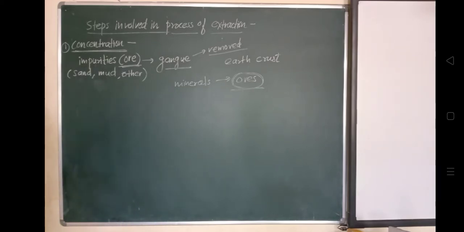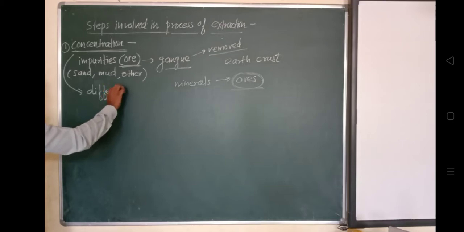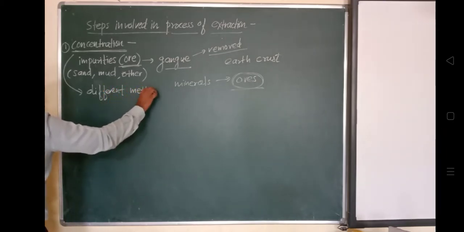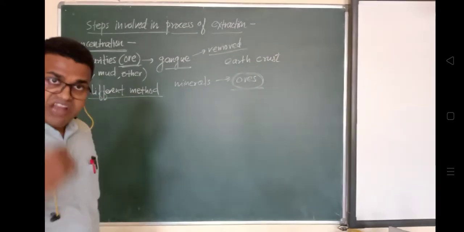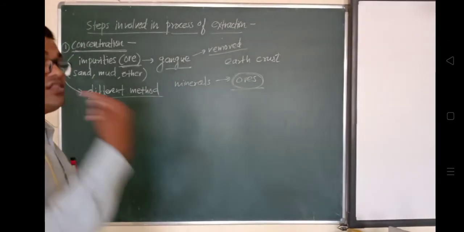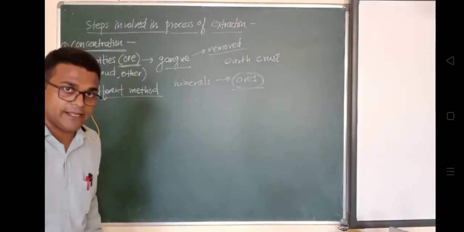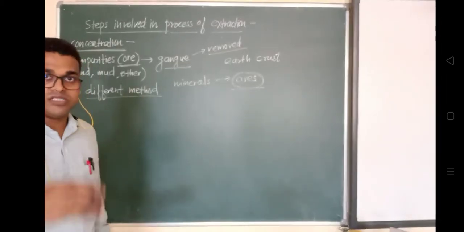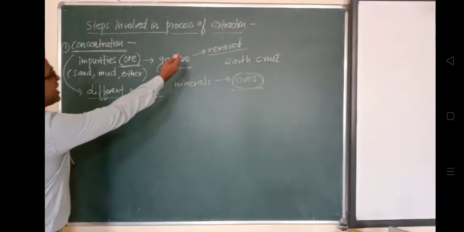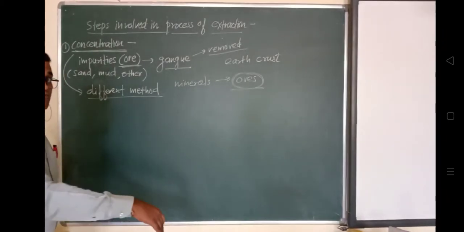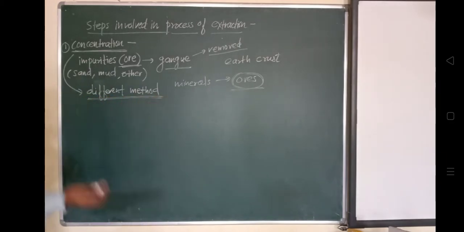During the process of concentration, the ore is separated from the gangue material using different methods. There are different methods of concentration because it depends upon the nature of the metal we are extracting. Based on which metal we are extracting, we will have to apply different methods, because it has its own physical properties. Based on its physical properties, which we will be obtaining from that ore, we decide which process to apply. That will be decided by the different methods and their nature.